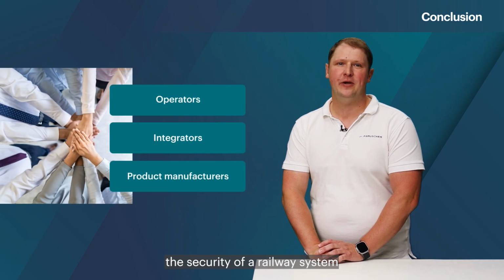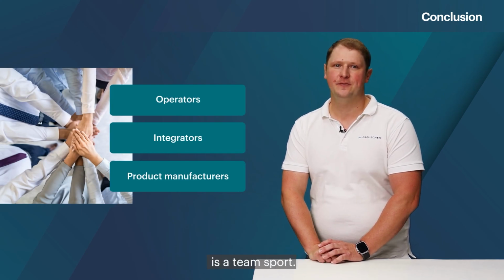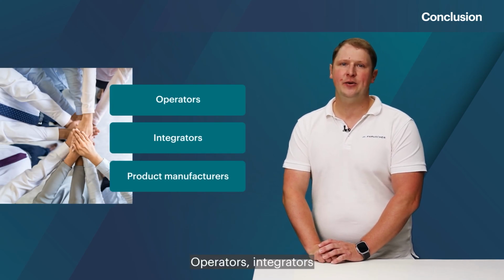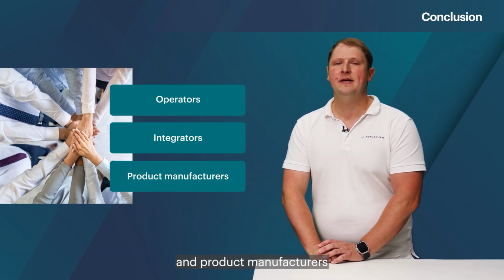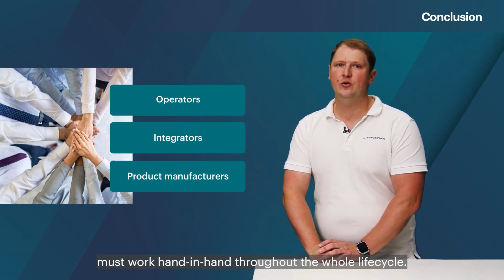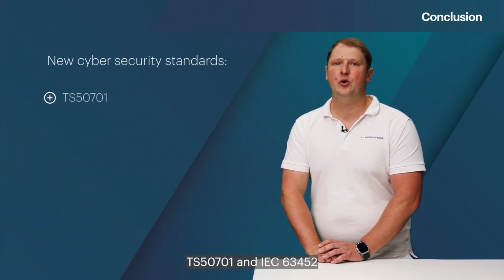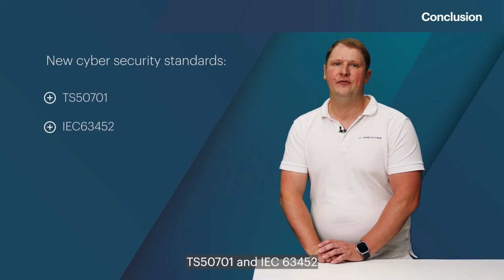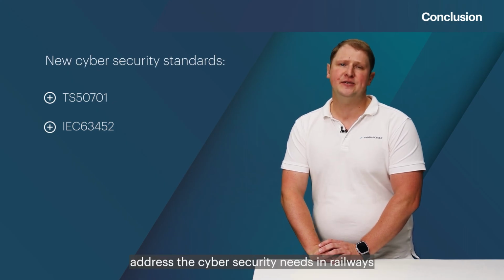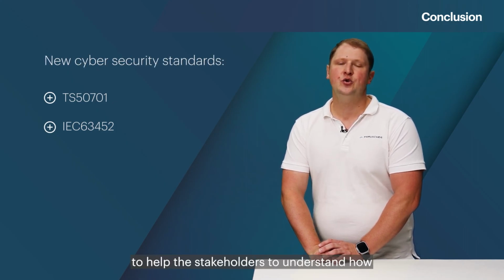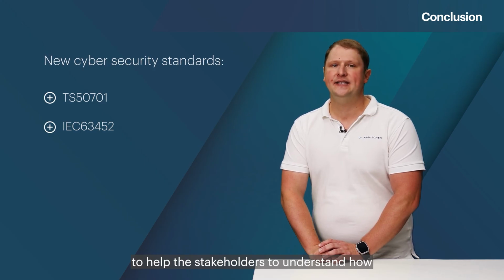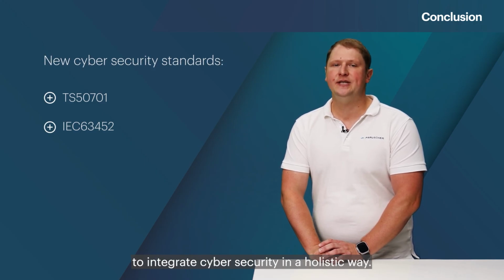Increasing the security of a railway system is a team sport. Operators, integrators, and product manufacturers must work hand in hand throughout the whole life cycle. New standards like TS54701 and IC63452 address the cybersecurity needs in railways to help the stakeholders to understand how to integrate cybersecurity in a holistic way.